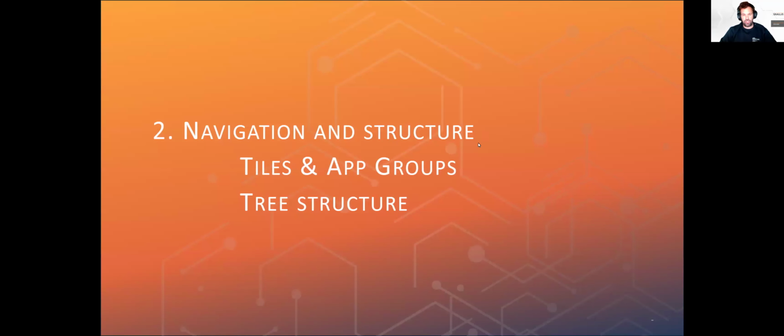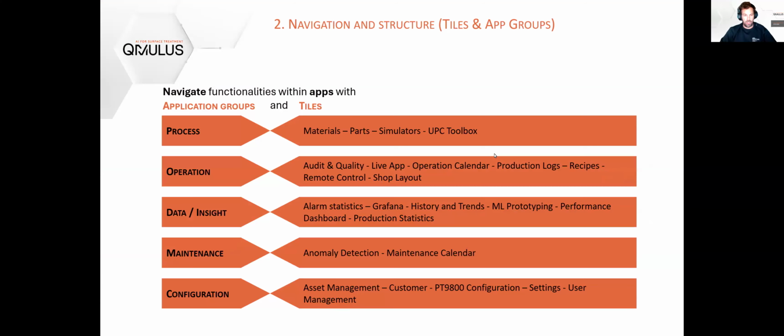Okay, let's talk about navigation and structure, tiles and app groups, tree structure. To navigate functionalities within apps, we use application groups and tiles. We have 5 main groups: process, operation, data insight, maintenance, and configuration. And all of them contain a couple of applications.